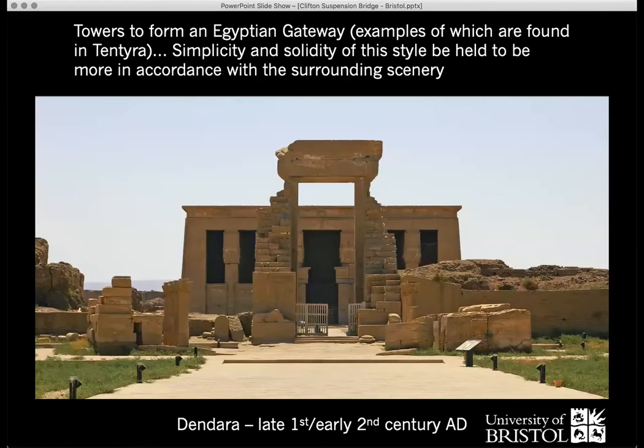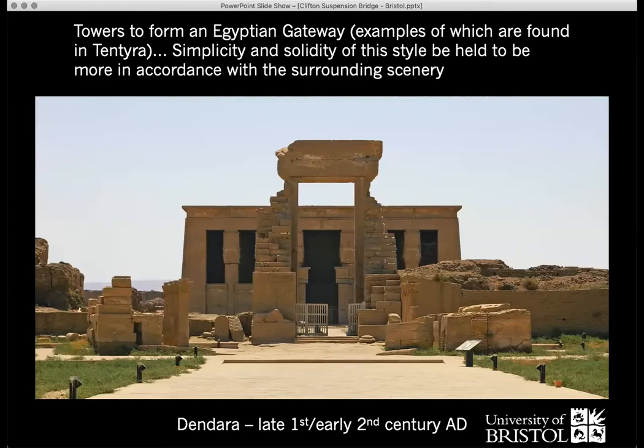But as far as the overall shape is concerned, contemporary records talk about it being an Egyptian gateway, examples of which are found in Tentyra. Tentyra is the early 19th century way of referring to the site of Dendera. And it is a temple pretty late in date as far as ancient Egypt is concerned.